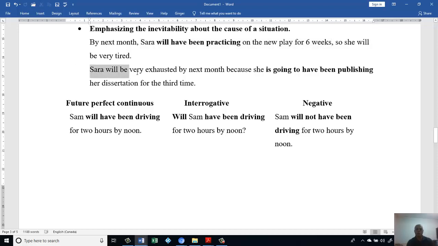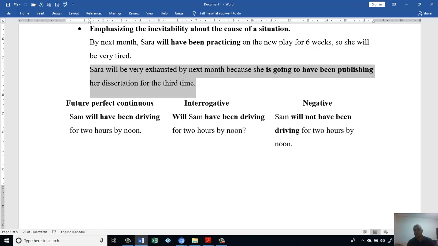Sarah will be very exhausted by next month, because she is going to have, until here is simple future, but we added have been, it's going to be future perfect, and we added publishing, it will be future perfect continuous. Okay, let's read it from the beginning. Sarah will be very exhausted by next month, because she is going to have been publishing her dissertation for the 3rd time.